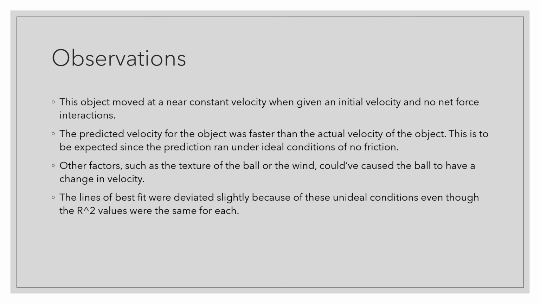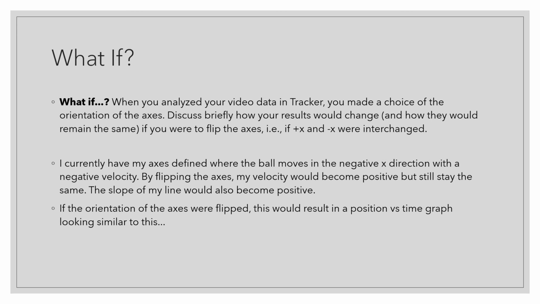Other factors, such as the texture of the ball or the wind, could have caused the ball to have the change in velocity towards the end. The lines of best fit were deviated slightly because of these unideal conditions, even though the R-squared values were the same for each. So what if we were to change the orientation of the axes?